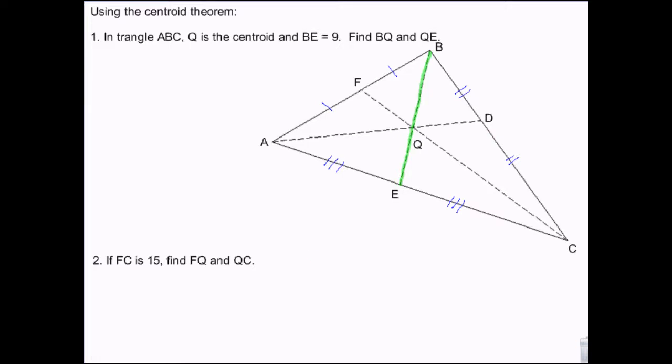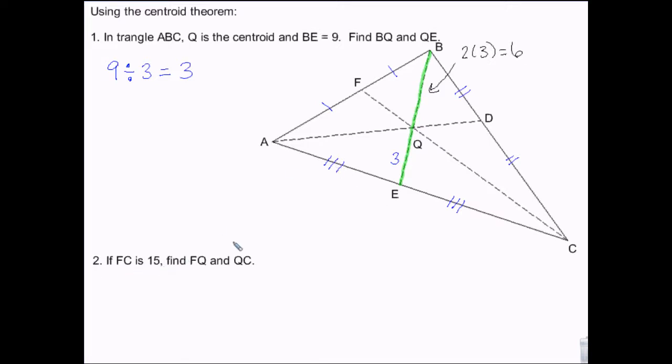Okay, so the whole thing is 9. So we divide it by 3. And then the short part is from the center to the side, so that'll be 3. And then the long part is from the center to the vertex. That's going to be 2 times 3, so it'll be 6. You divide the number by 3 because it's into thirds. This part is 2 of those, and this is 1 of those. A centroid is 3 parts always.